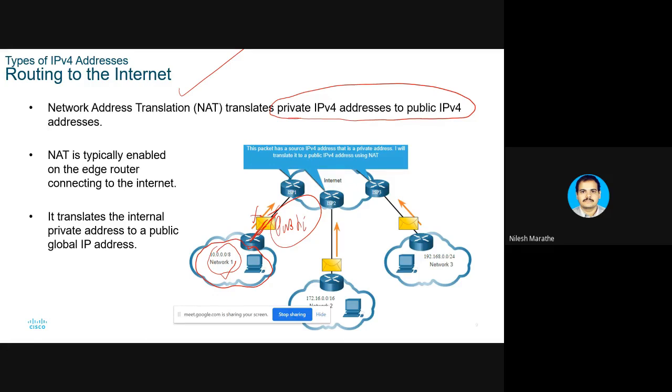Why NATing? Is it understood? Private IP addresses don't have any validity outside the network. So to have an identification of the packet outside this particular local network, we have to have a public IP. The mapping of private to public is done by the router. That is the concept of a NAT router, the concept of NATing.